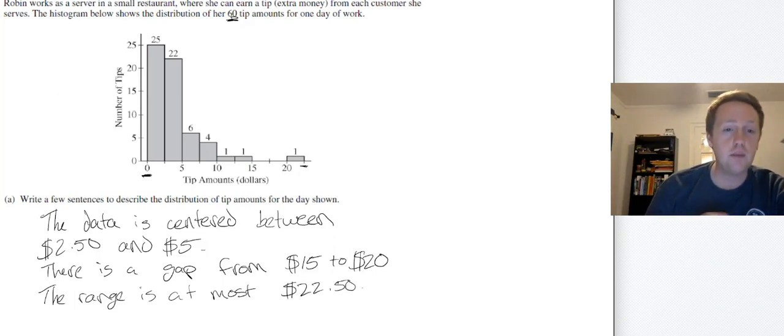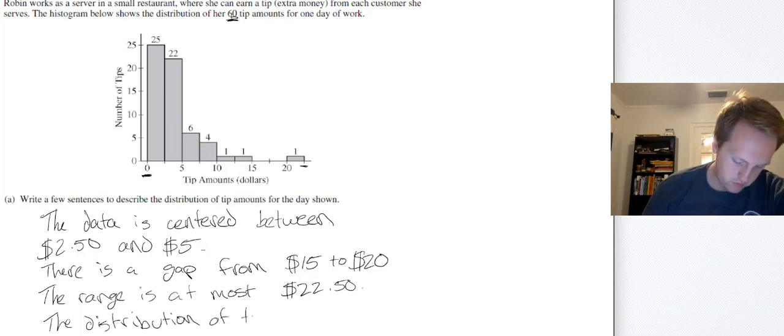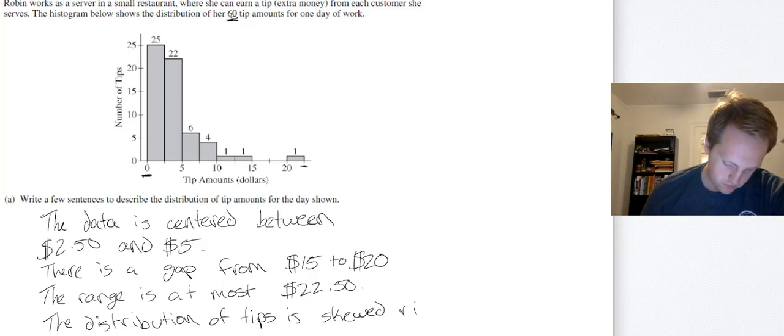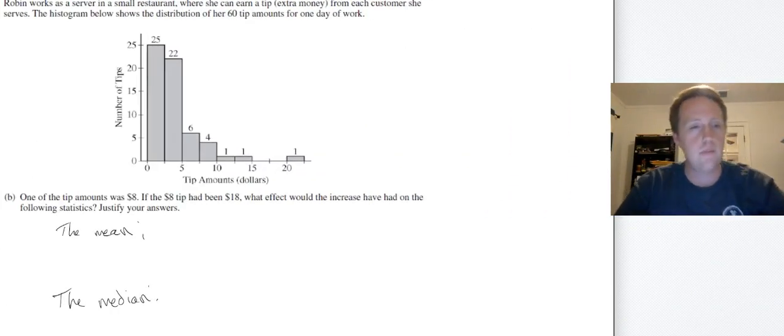Now I need to talk about shape, skewed right. The distribution of tips is skewed right. Got lots of context. I was talking about the money, so putting the units helps with that. And then I talked about the distribution of tips. All right, this video is getting long. Let's try and wrap things up.